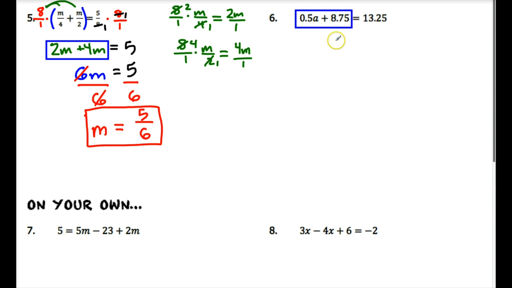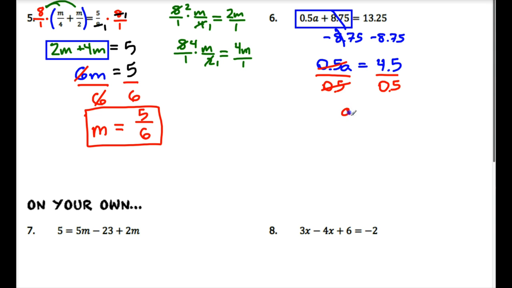So the first thing I can do is just subtract 8.75 from both sides. And you can use your calculator for that. So you're going to get 0.5a on the left side is equal to 13.25 minus 8.75, which would give us just 4.5. And now we want to divide both sides by 0.5. Dividing by 0.5 is the same thing as dividing by a half, which is the same thing as multiplying by 2. So really this is 4.5 times 2, and that's going to give us positive 9.